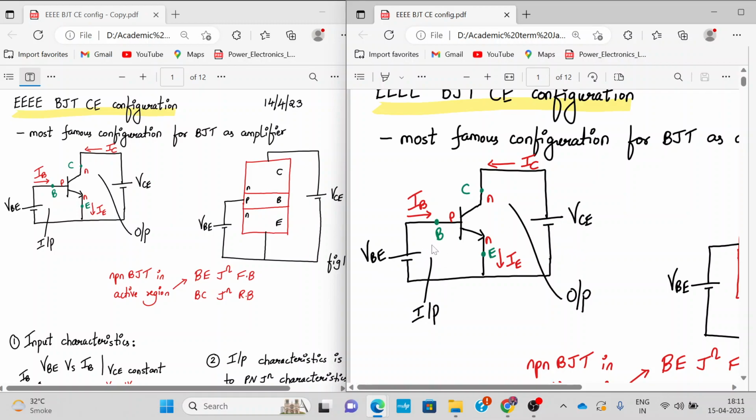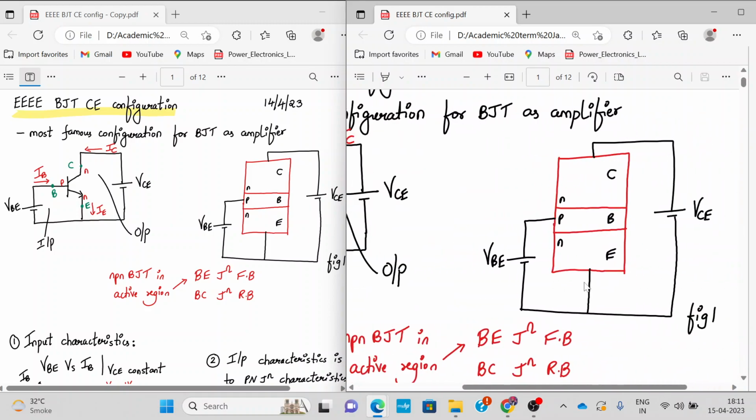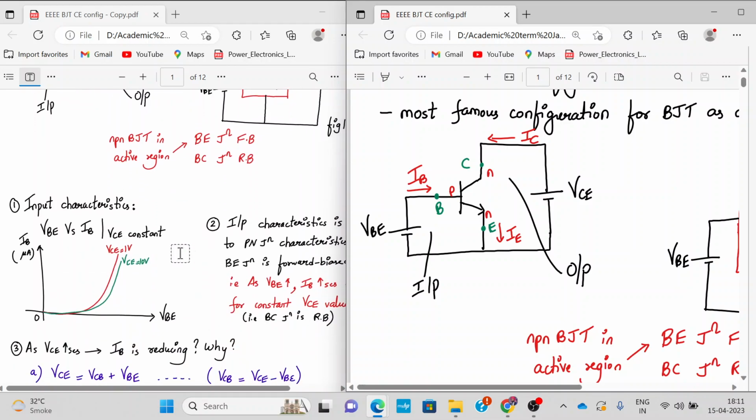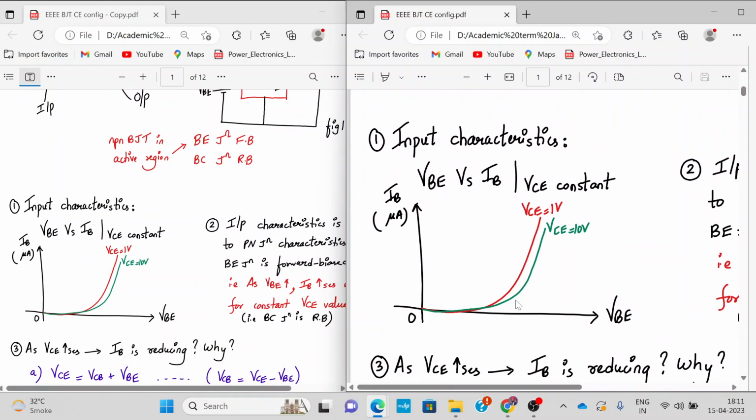to make sure that the base-emitter junction is forward biased and the base-collector junction is reverse biased. And this is the same diagram with the NPN structure form. So this will be helpful while explaining the working. The BJT behavior can be explained with the help of input and output characteristics. So let us start with the input characteristics.